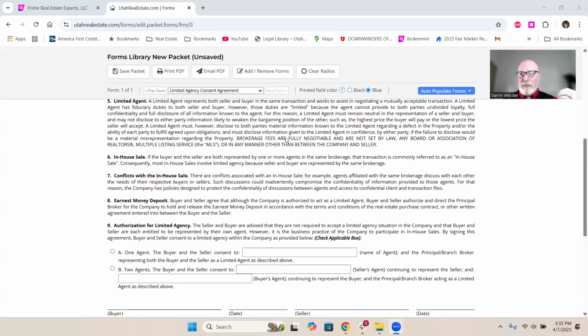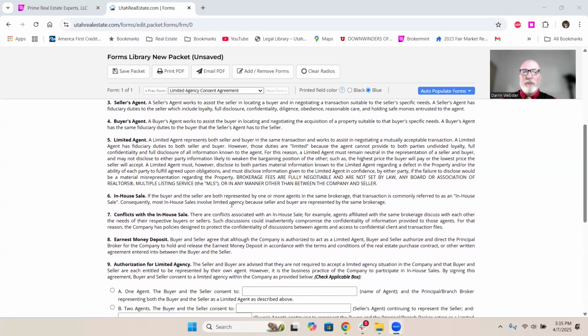Now, that's if you're representing both sides. And that's where you would come down here, number 9, authorization for limited agency, and be marking that you, as the one agent, the buyer and the seller both have to consent to you representing both of them.